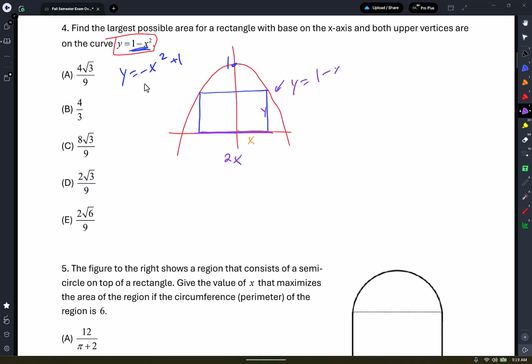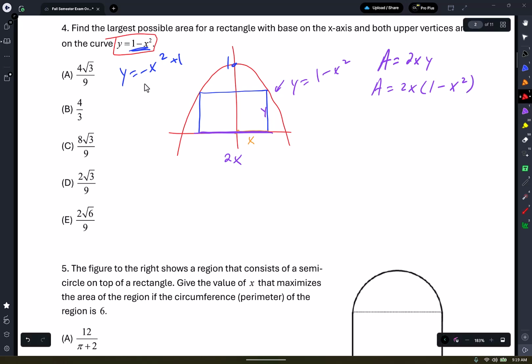y equals 1 minus x squared. So the area for this is, well, first let's do 2x times y. Do you guys see that? And then if I replace everything in terms of x, my area is 2x times 1 minus x squared. Are we still okay? This is what I want to optimize. It says largest area, so whatever you want to optimize, that's what you take a derivative of. Distribute. So 2x minus 2x squared. There it is, that's my area formula. This is what I want to maximize.